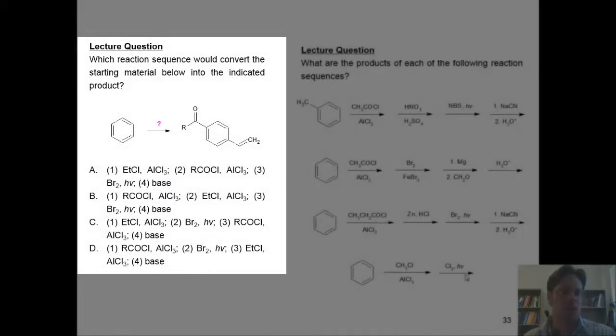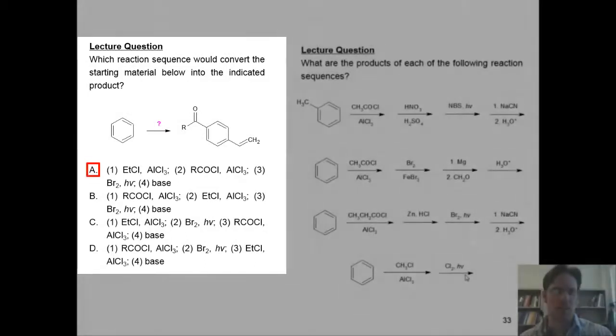Looking at this leftmost question, what reaction sequence would convert the given starting material into the product shown? The correct answer is A. If you want to know why, here is an explanation.